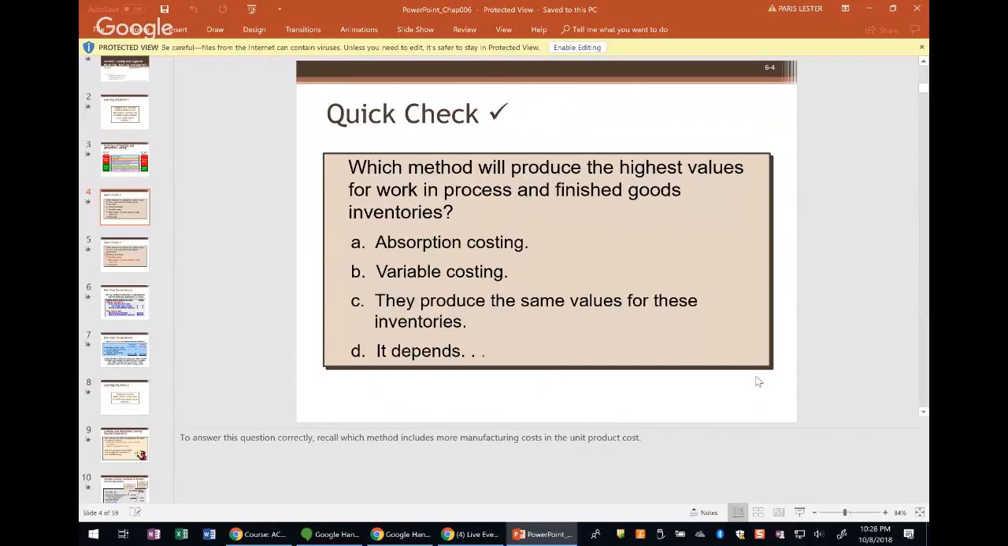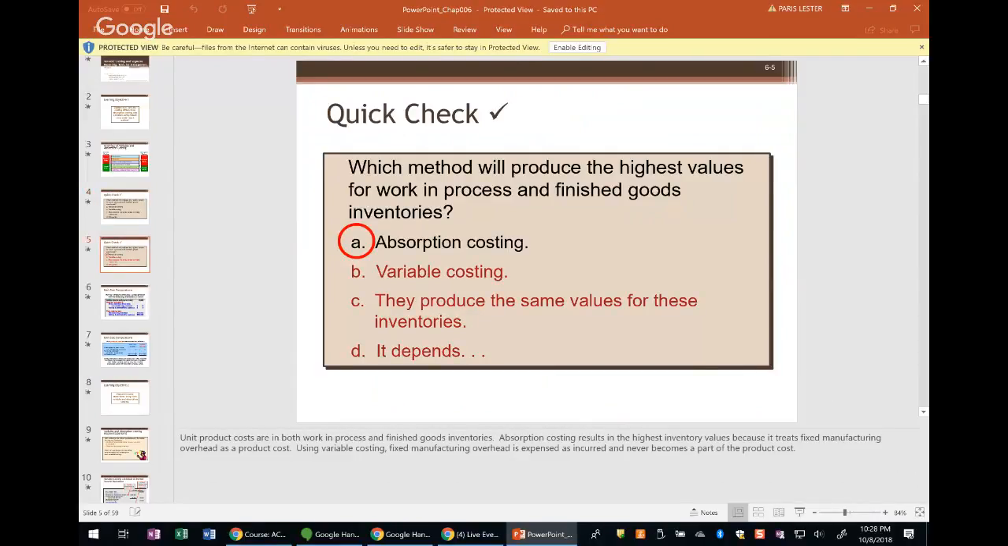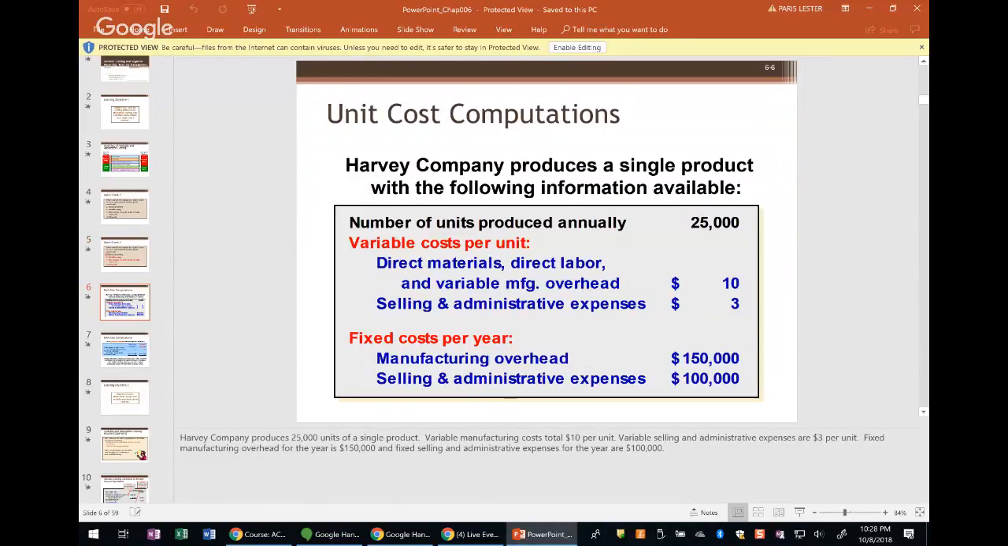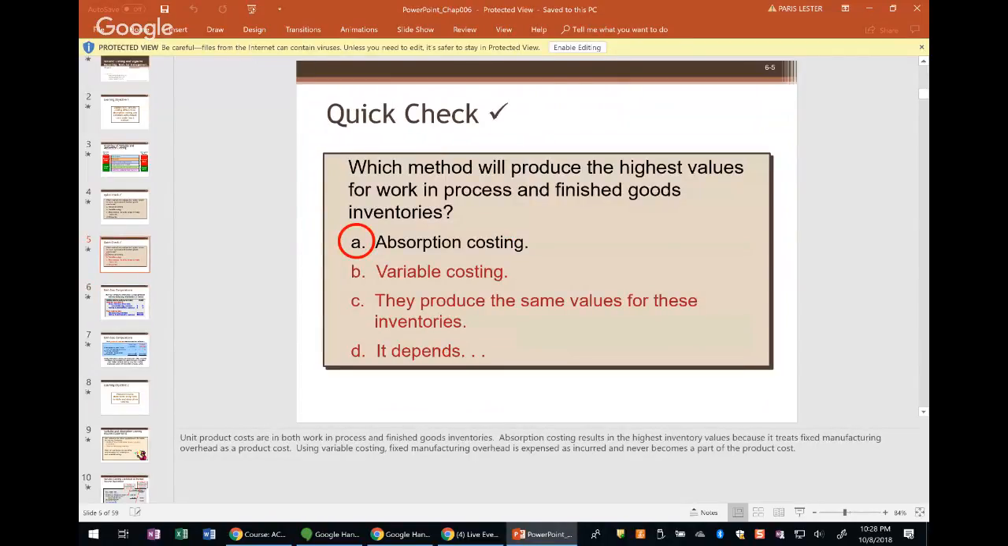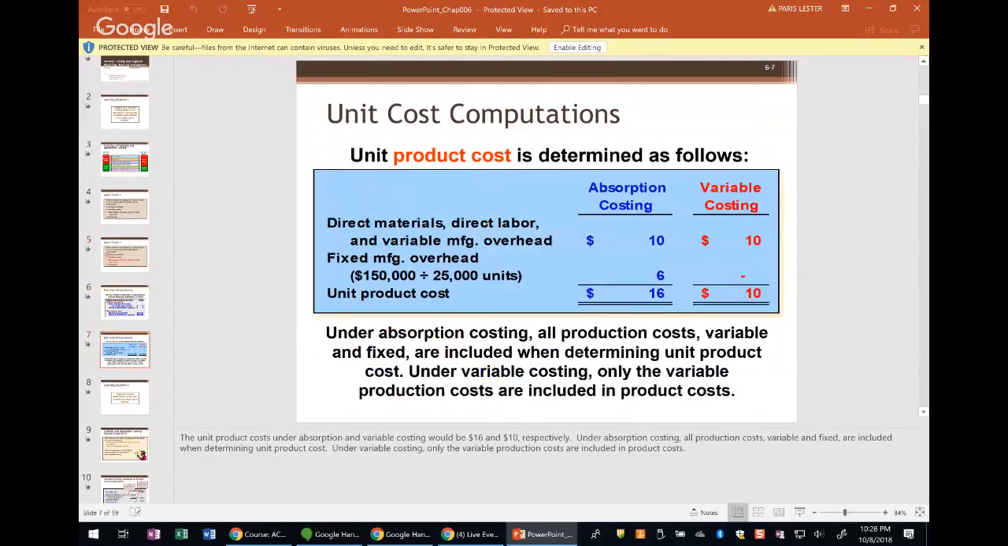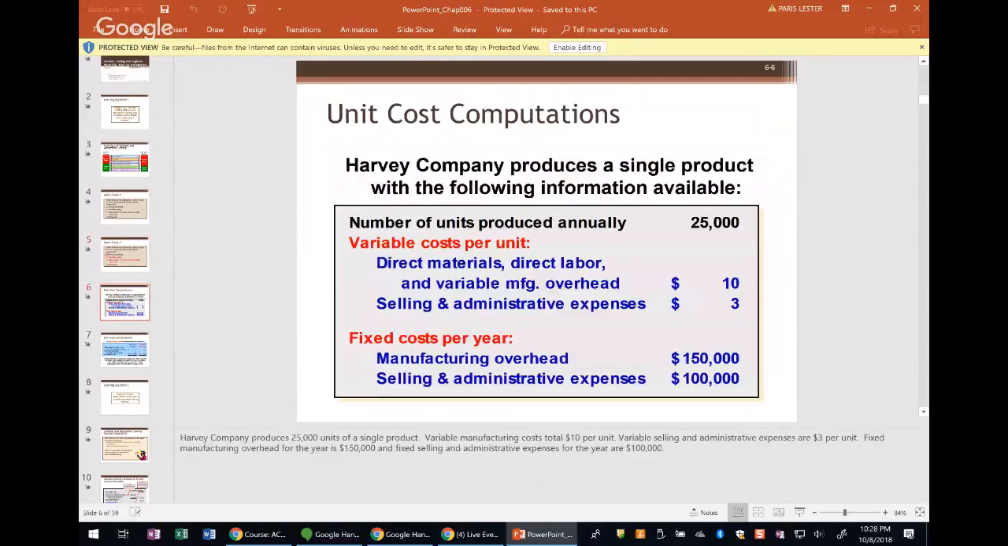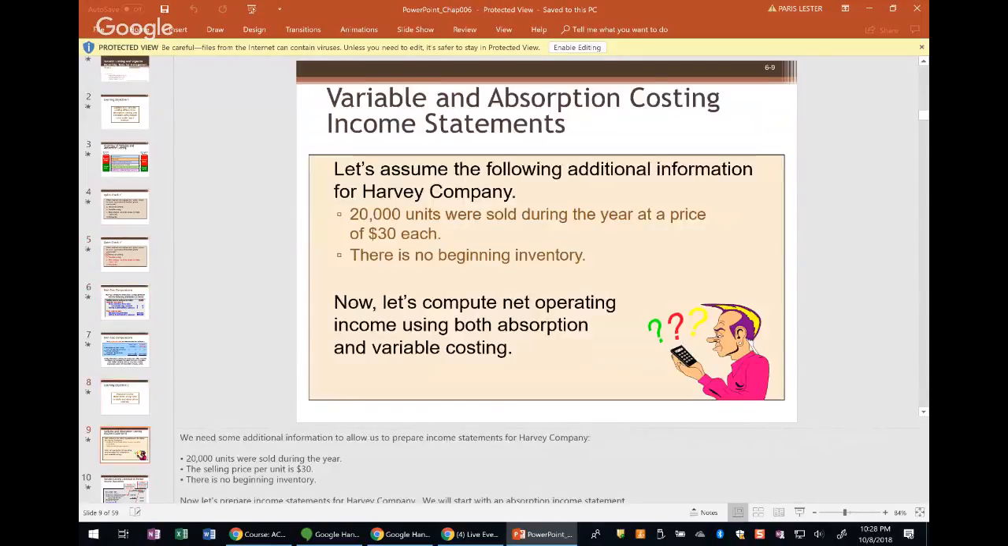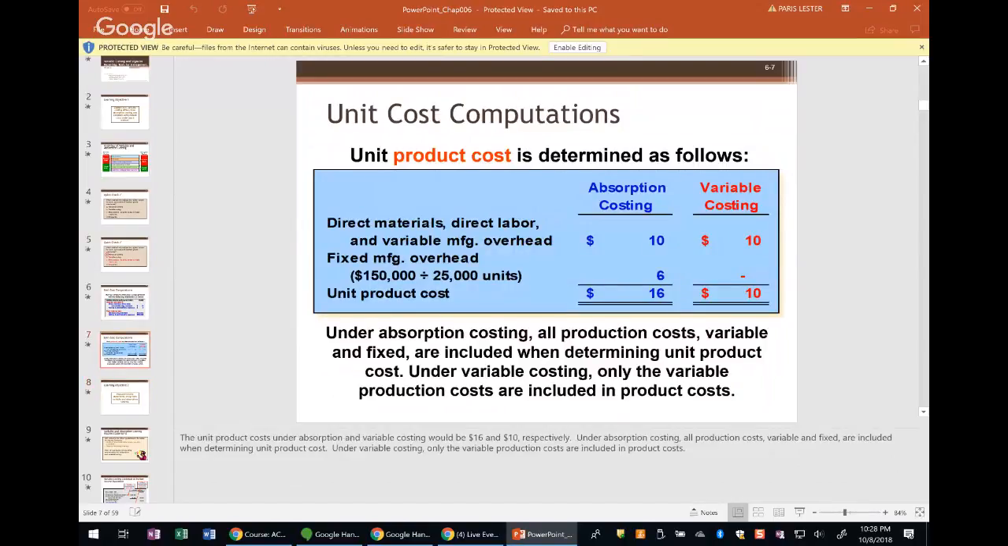All right, a quick check. Which method will produce the highest value for work in process and finished goods? If you look at that answer, it will be absorption costing, the one that we're learning. This is not cooperating with me.